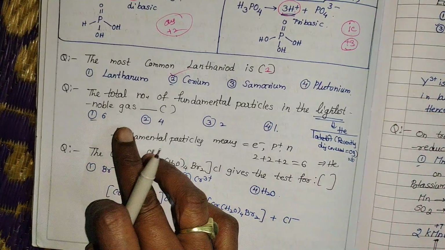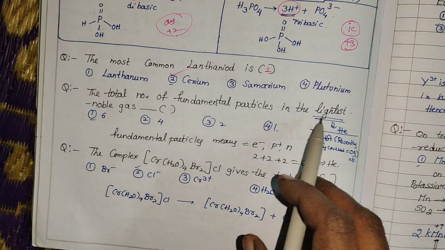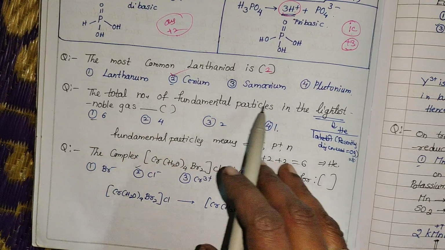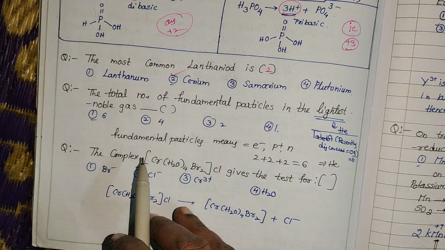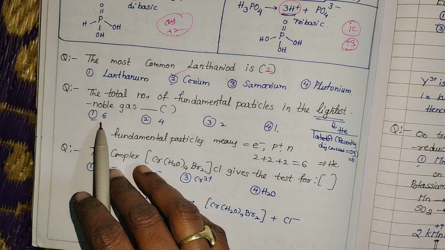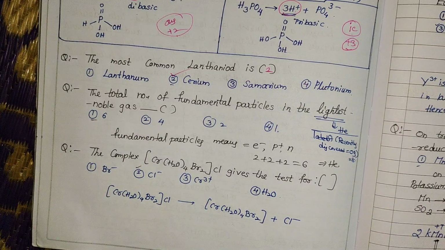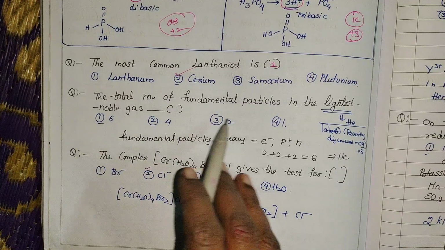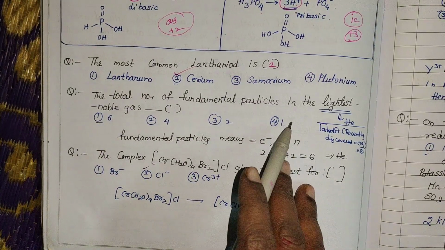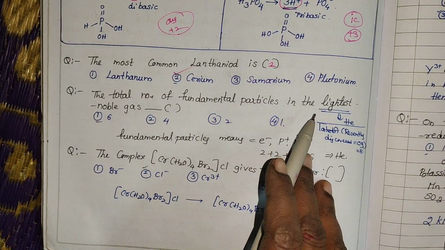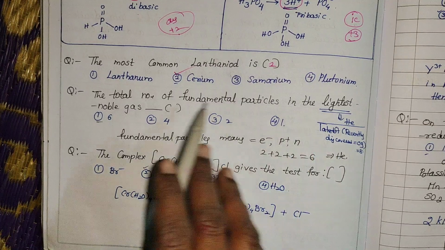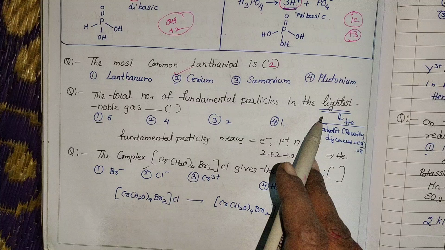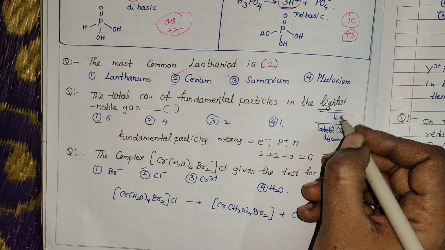Next, the total number of fundamental particles in the lightest noble gas. So we have to find the number of fundamental particles in the lightest noble gas. Listen carefully, the total number of fundamental particles is nothing but protons, electrons and neutrons, right? That too in the lightest noble gas, so the lightest noble gas is helium.